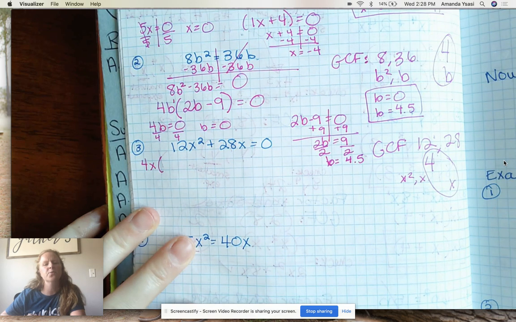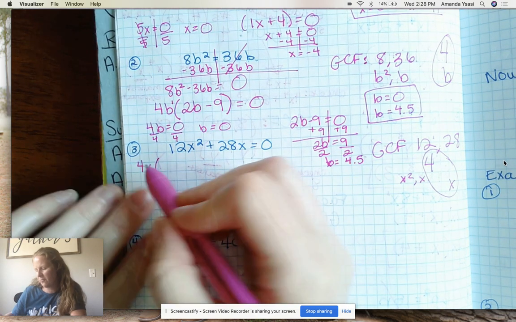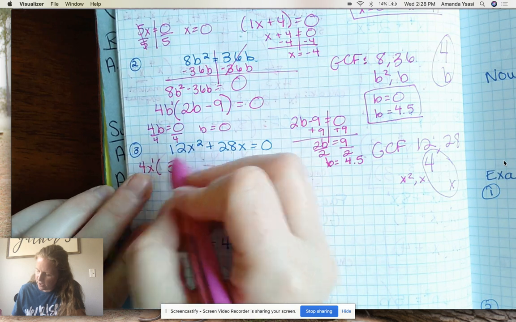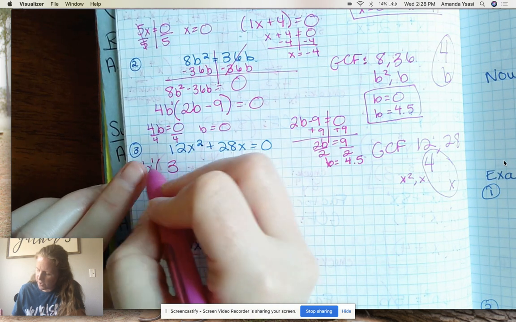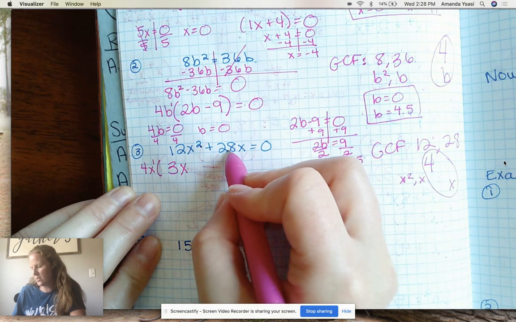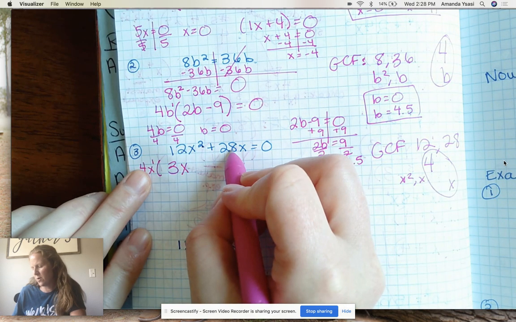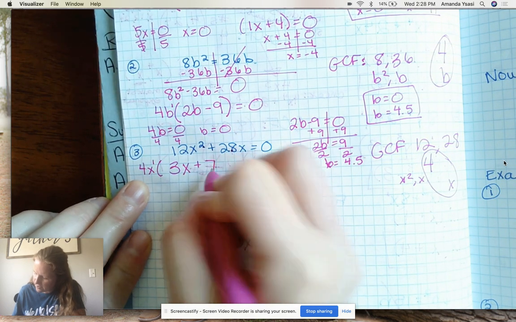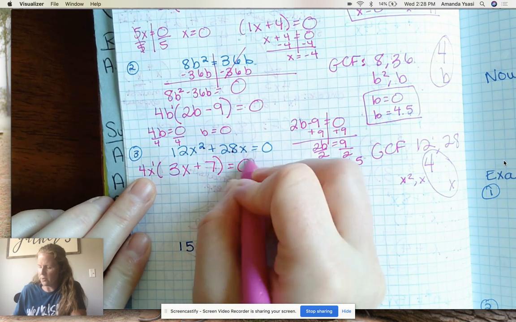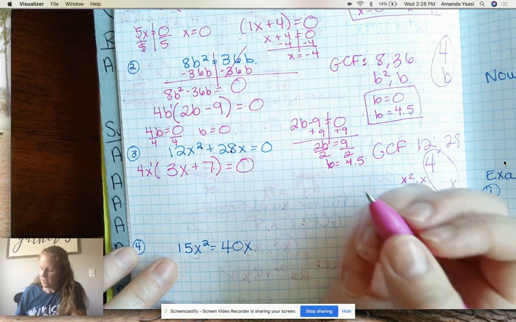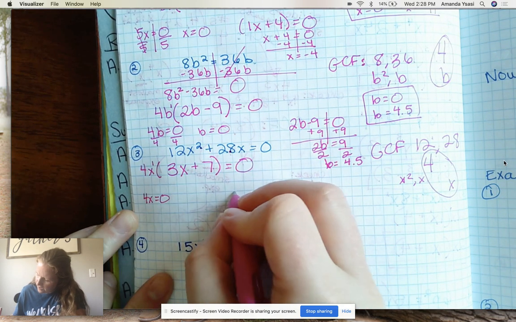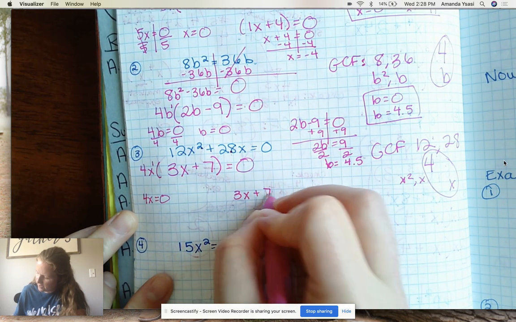Okay, 12x squared. So 12 divided by 4 is 3. And then subtract x squared and x. 2 minus 1 is 1. And then 28 divided by 4 is 7, so plus 7. X and x, so we don't get any x's. Now we set these equal to 0, so 4x equals 0, and 3x plus 7 equals 0.